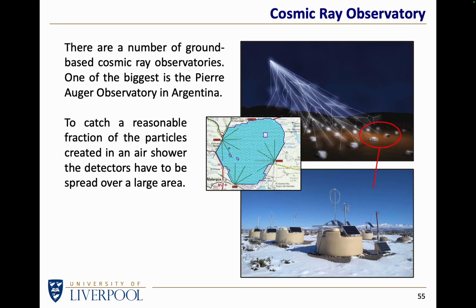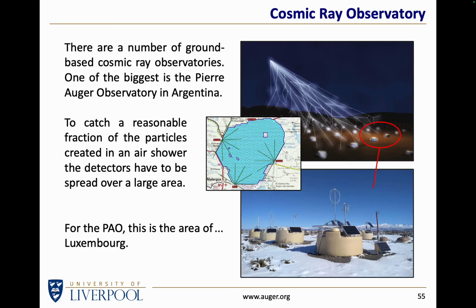What does a very large area mean? Well, in Argentina, real estate isn't too difficult to come by, so they decided to spread these detectors over an area equivalent to the area of Luxembourg. That gives you an idea of just how big this observatory is.